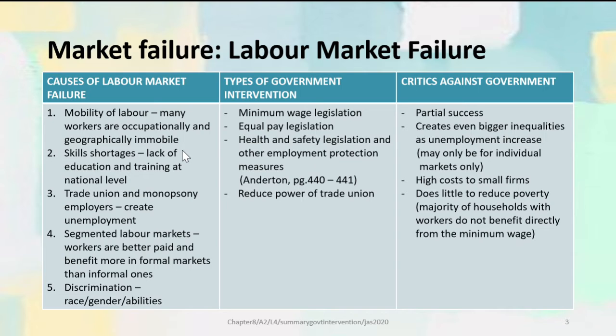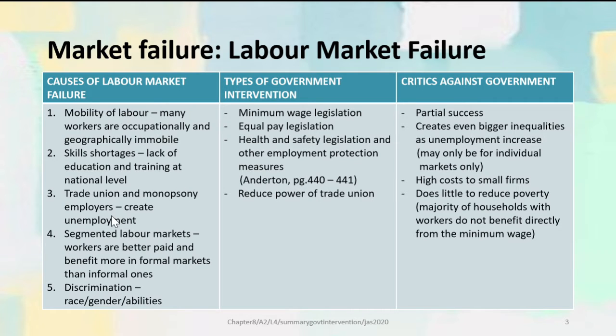So the identification here is to look at a failure where government would have certain policies to try to improve the situation. Now the second cause would be skill shortages. We know in a number of countries there is always a lack of education and training, normally in less developed and even developing nations. So it is a sign of labor market failure that needs to be solved by the government.